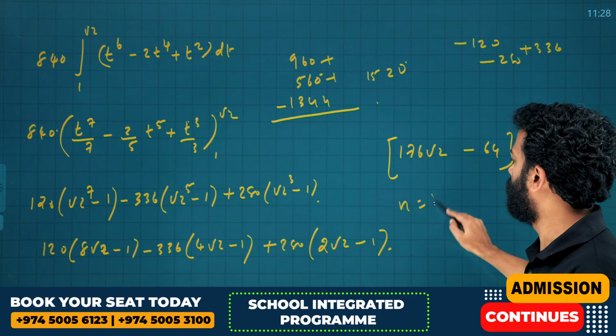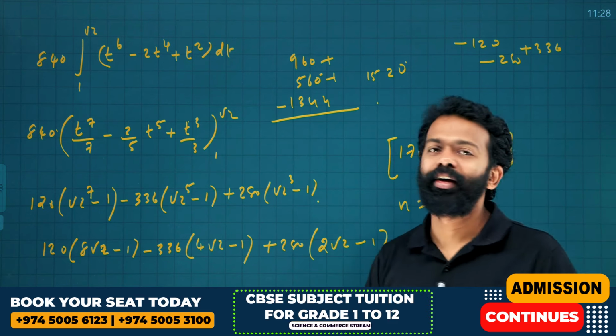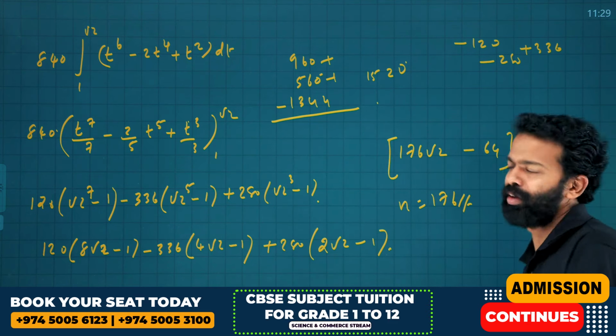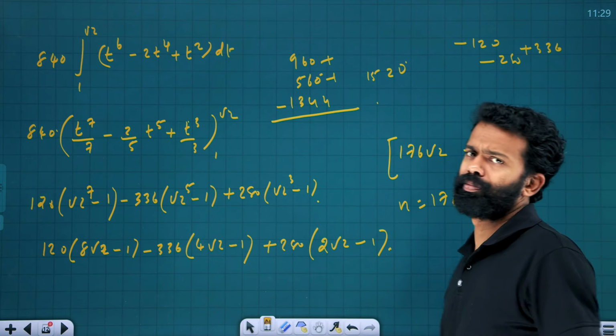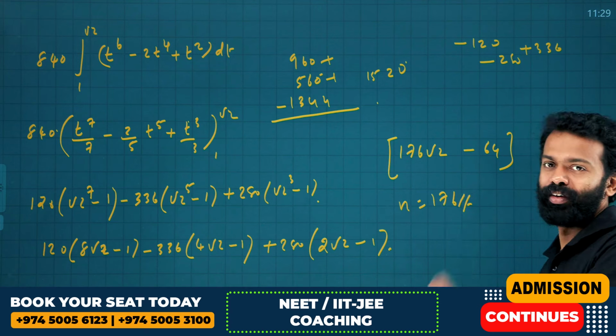That is, n is equal to 176. Yeah. Next question. Okay. Hope you got the idea here. It was a very easy question. The formulation was a bit lengthy, but easy one. So, next question.